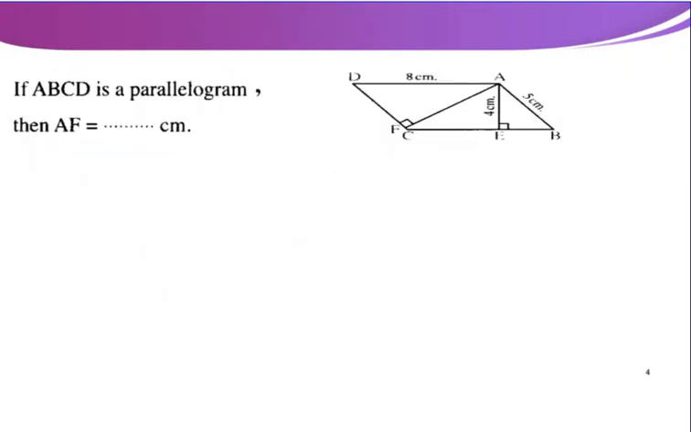Here, if ABCD is a parallelogram, then AF equals what centimeter? We want to find the length of AF. AF is what in the parallelogram? AF is a height of the parallelogram. So to find it, we divide the area by its base. What is the base of AF? The base of AF is DC.